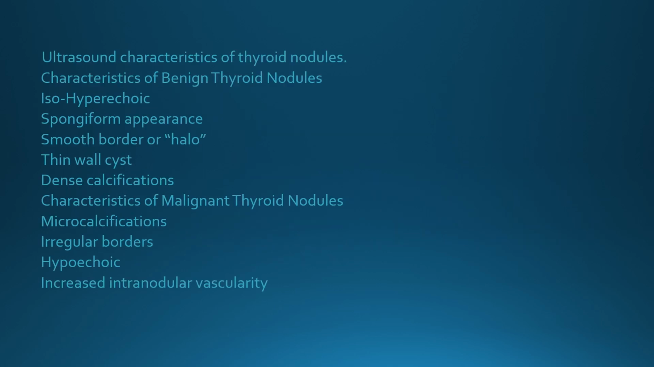I'm going to talk about ultrasound characteristics of thyroid nodules. The characteristic features of benign thyroid nodules include isohyperechoic, spongiform appearance, smooth border or halo, thin-wall cyst, dense calcifications. Features which are characteristic of malignant thyroid nodules include microcalcifications, irregular borders, hypoechoic, increased intranodular vascularity.